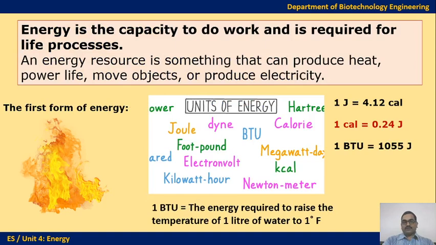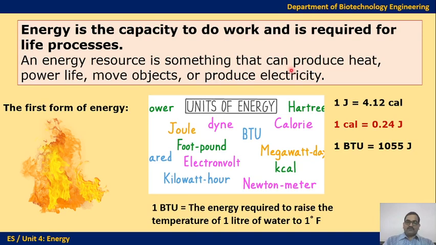Energy, by definition, is the capacity to do work, and it's a vital thing that's required for life processes. An energy resource is something that can produce heat, power life, move objects, or produce electricity. These are basic fundamental things that are happening worldwide in humankind. The first form of energy that was known to humans is fire. So humankind learned from fire that energy exists. Then it went on to the latest technologies that are available to harness the power of energy.